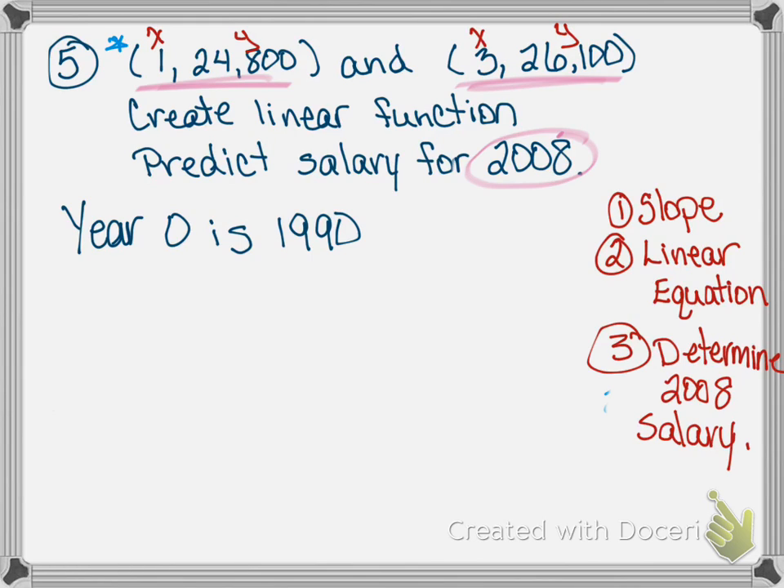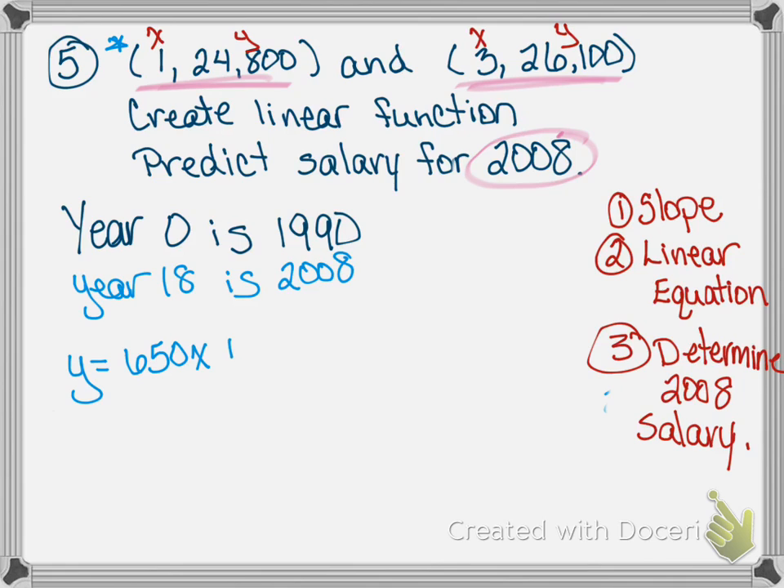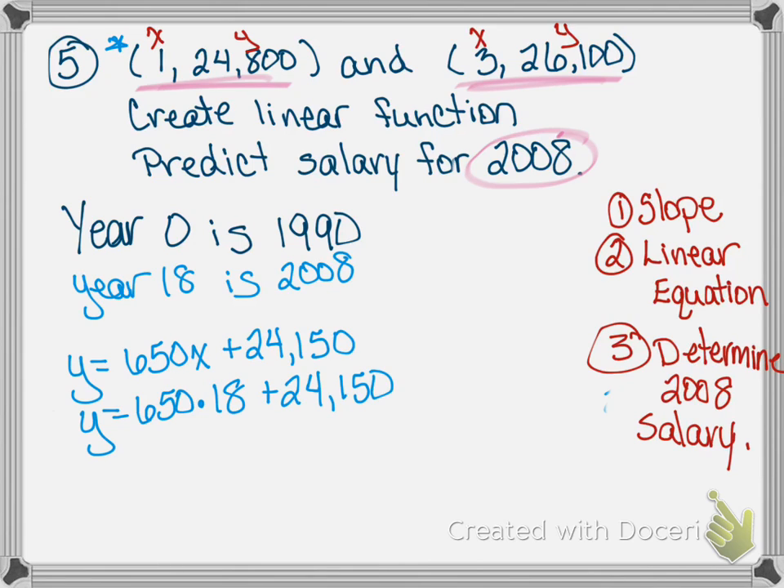$18. Okay? So year 2008 is year 18. So it is the 18 that we plug into that function that I just erased. It was y equals 650x plus 24,150. Okay. So now what we're going to plug in for x is 18. So you've got y equals 650 times 18 plus 24,150.